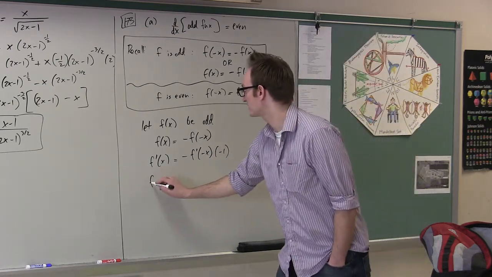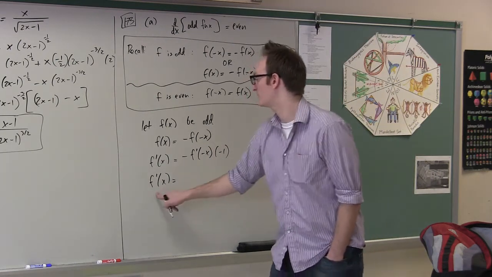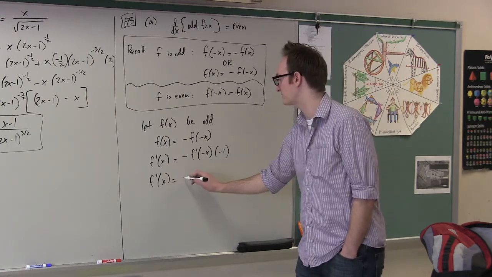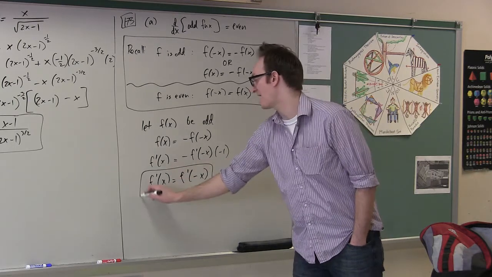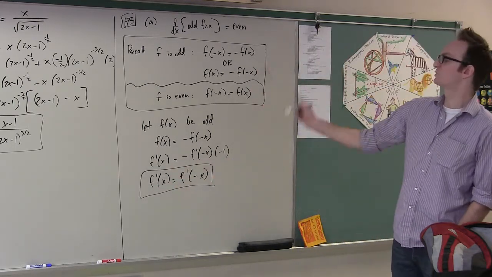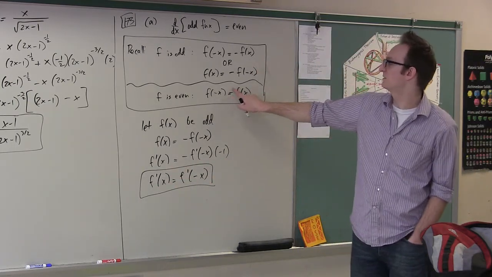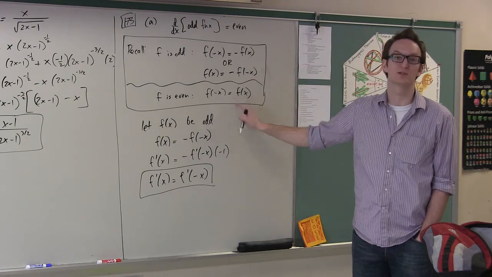And then I'm just done. Because I've just shown that f prime of x is, the negatives cancel, f prime of negative x. And this is exactly what I wanted to show: that the derivative function has the property that even functions have.